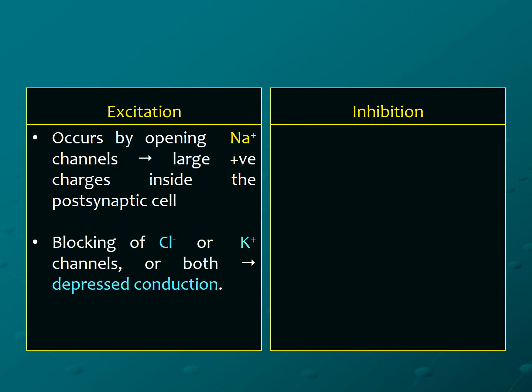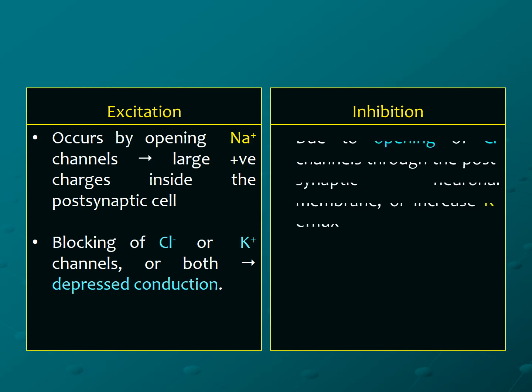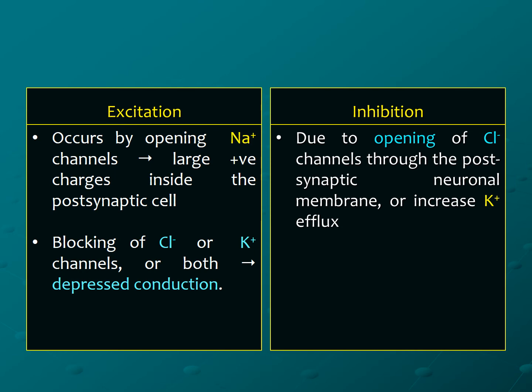Remember, excitation occurs, as I told you, by opening the sodium channel, so there is a large positive charge inside the postsynaptic cell. Number one. Number two, if we inhibit the inhibition, obviously the result will be excitation also. So blocking of the chloride or potassium channels or both will produce depressed conduction, that is, obviously the opposite will occur, excitation will occur. In the same way, inhibition will be seen due to opening of chloride channels through the postsynaptic neural membrane or due to increased potassium efflux.